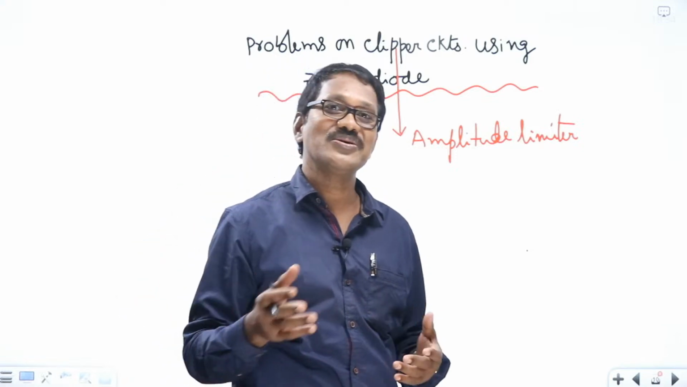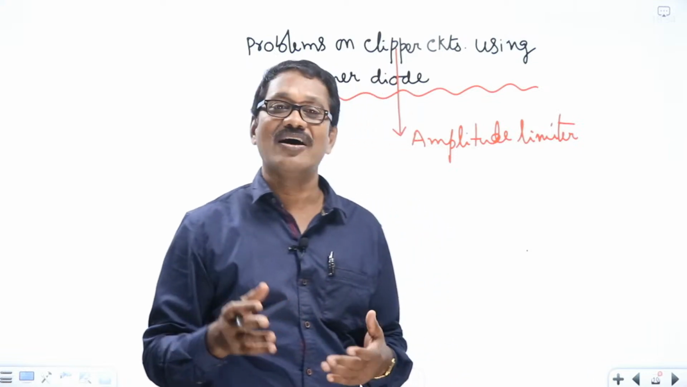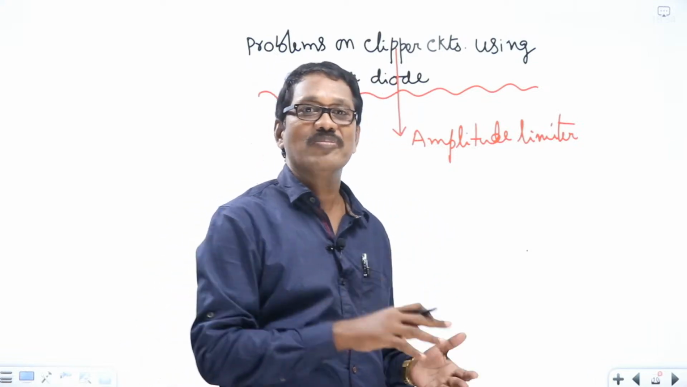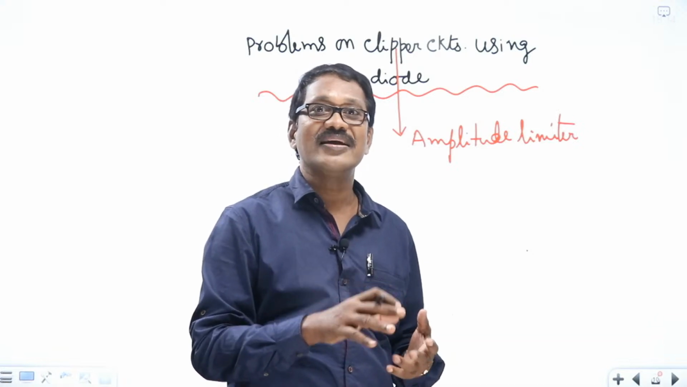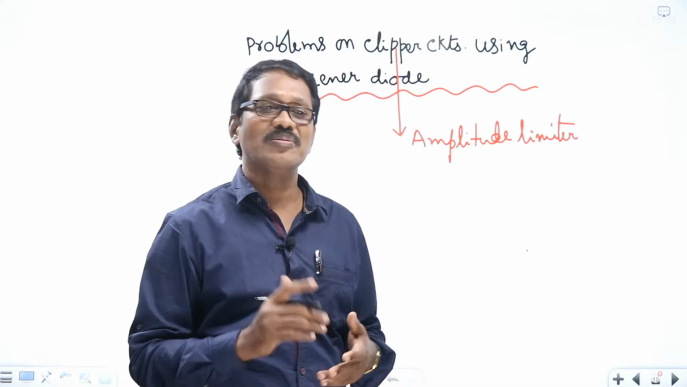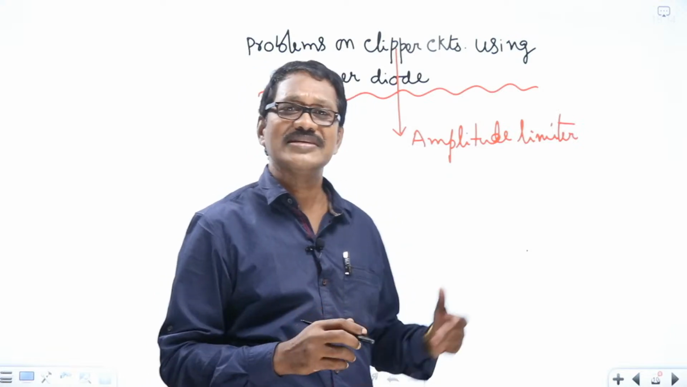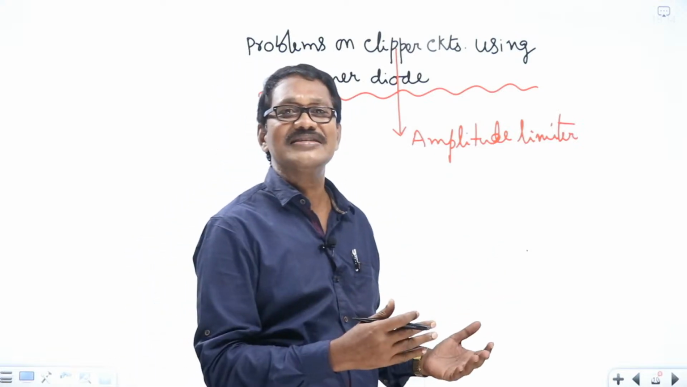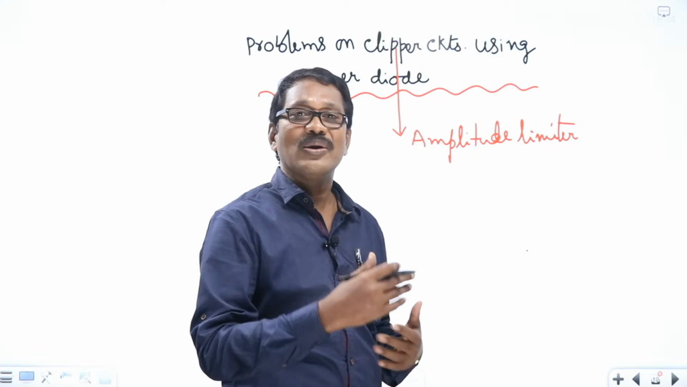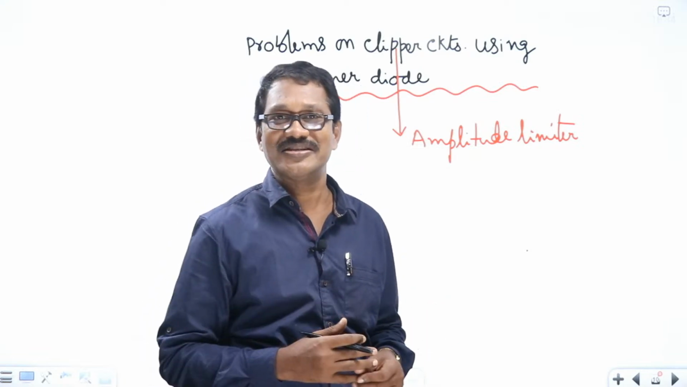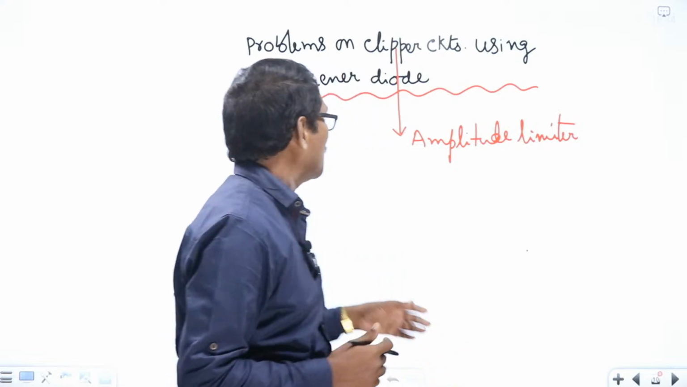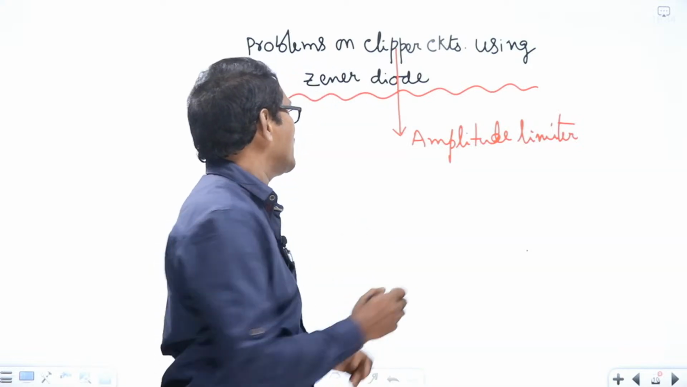In this way, the clipper is also used to remove the distortions introduced by the channel in digital communications. So the major applications are two: one is as an amplitude limiter, and the second is to remove the noise introduced in the channel during digital communications, right? And a clipper can be designed by using a Zener diode.